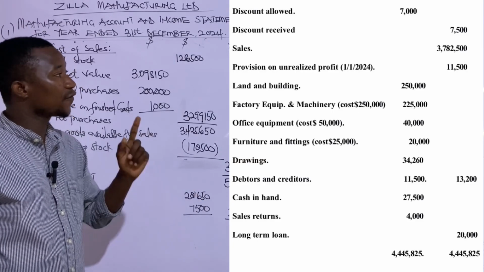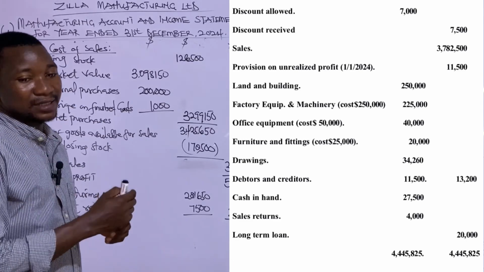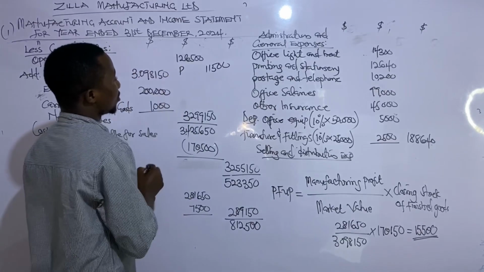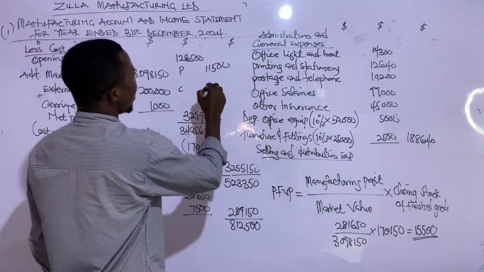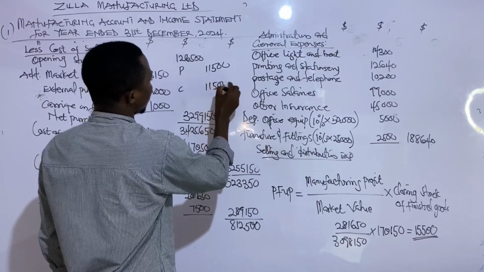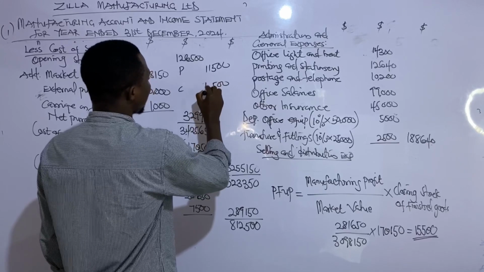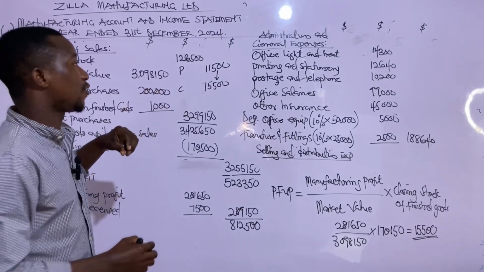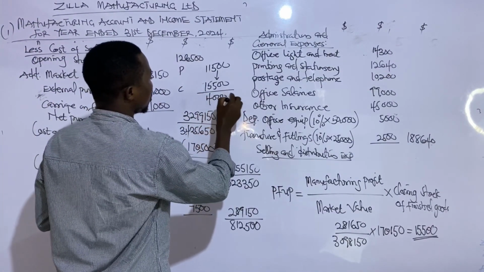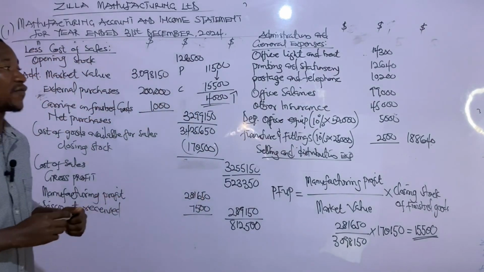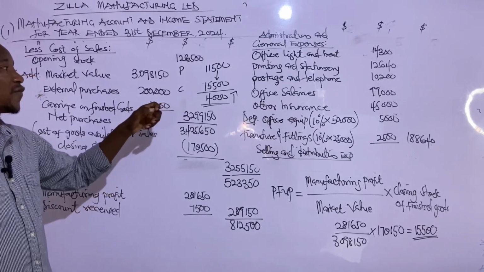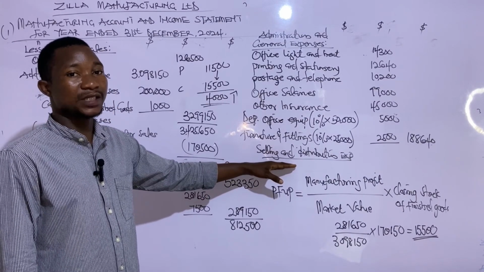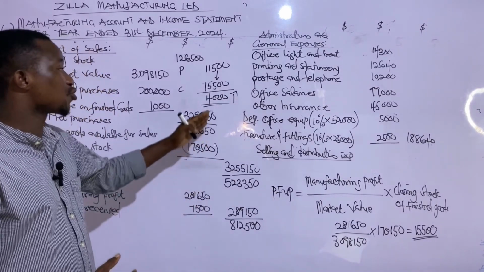Now, take note that the provision for unrealized profits in the trial balance is 11,500. This is the previous one. Now we've calculated the current provision for unrealized profits: 15,500. What is the difference? Ask yourself, is there an increase or decrease? Yes, there is an increase in provision for unrealized profits, and the difference is 4,000. This 4,000 is an increase in provision for unrealized profits. So the difference will be considered as an expense, and that will be treated under selling and distribution. Is that okay?